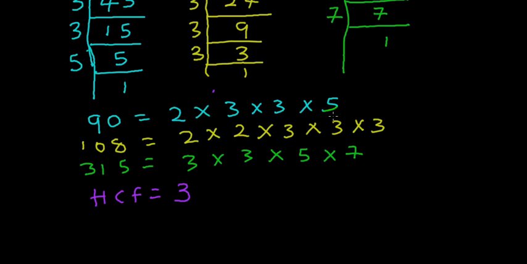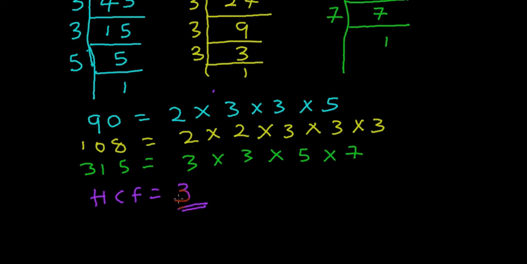Okay, 5 is part of the prime factorization of 90, but we don't have it in 108, so it is not common. The factor must be common in all the numbers. Okay, so 3 is the only number that is common in the three numbers. So that makes 3 the highest common factor for this.